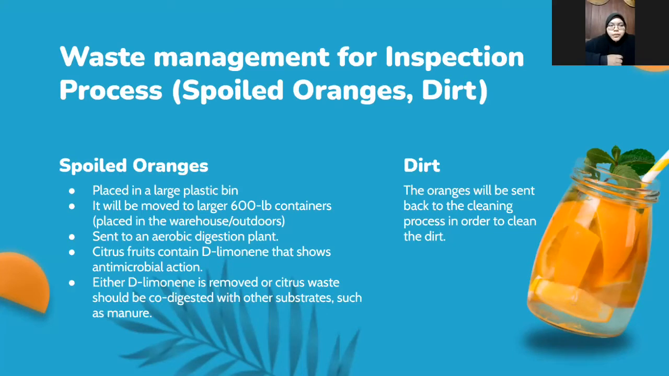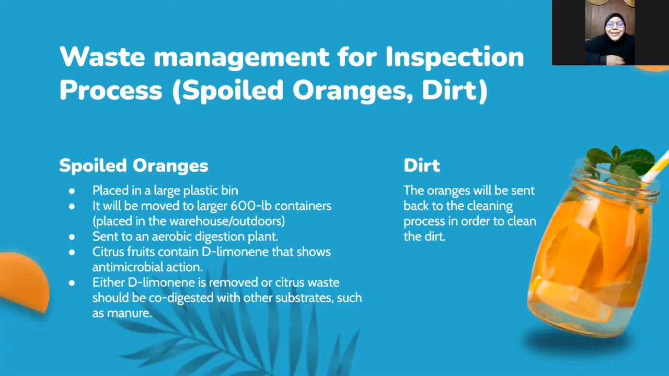In addition, there is D-limonene present in the orange fruit that shows an antimicrobial action which can reduce the metabolic activity of the microorganisms in the digester. So in order to tackle this issue, either the D-limonene should be removed or citrus waste should be co-digested with other substrates such as manure.